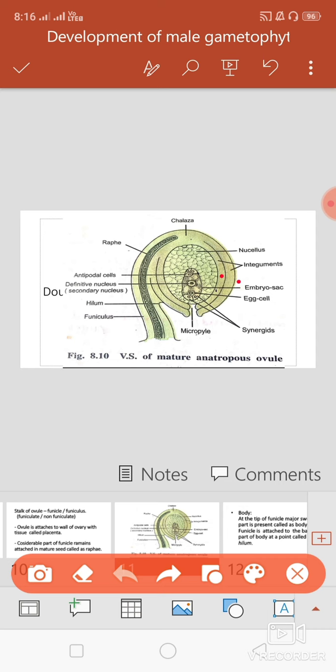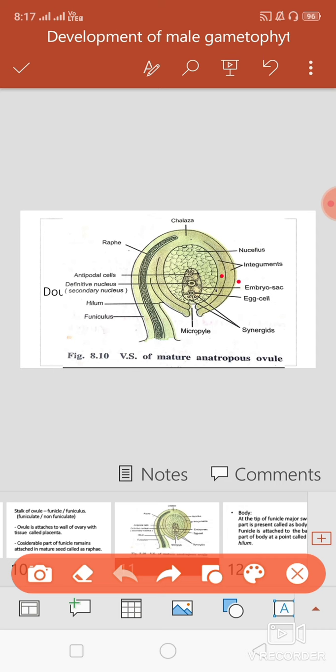In Anatropous ovule, mostly bitegmic integument is present. So here the outer layer of integument is converted into the outer layer of seed coat, that is testa, and the inner layer of integument is converted into the inner layer of seed coat, which is called tegmen. Testa and tegmen are the two layers of seed coat, right?